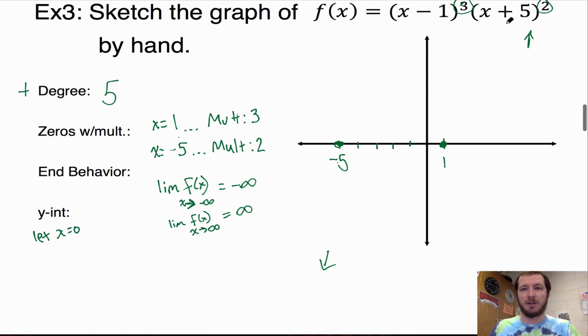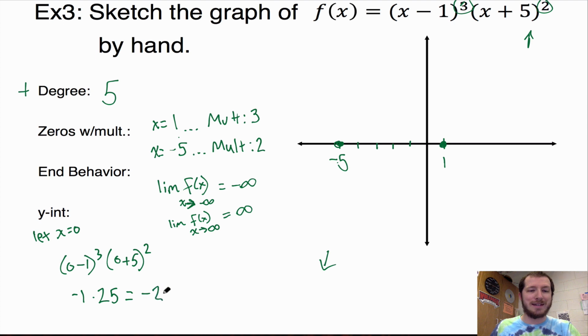So I'm going to plug in 0 into each of these x's. So I'm going to get (0 minus 1) cubed times (0 plus 5) squared. That's going to give me -1 cubed, which is -1. This is going to give me 5 squared, which is 25. So that's going to leave us with a y-intercept of -25. Okay, so we know it's going to contain the point (0, -25).